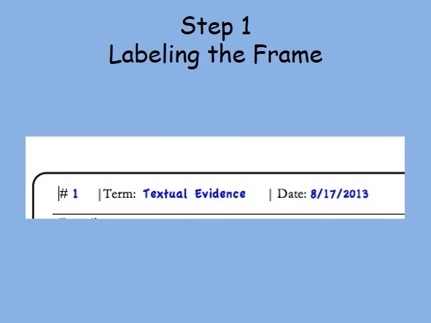Then turn the page and go to your very first Marzano frame. Up in the left-hand corner, you're going to put number 1. The term is textual evidence, so write that. You might have to write small. And then the date is, for me, the 17th when I'm doing the presentation. You write the date that you are watching this presentation.